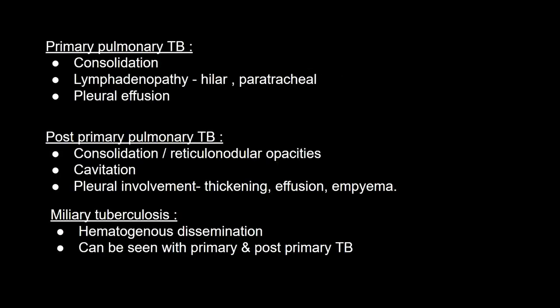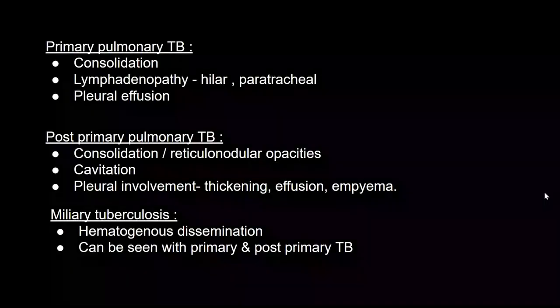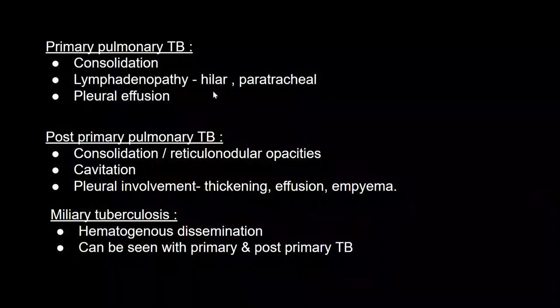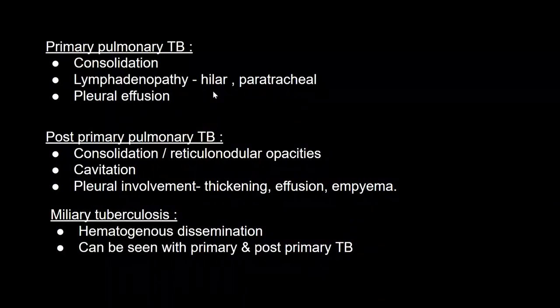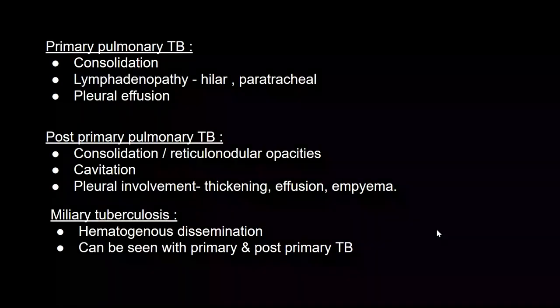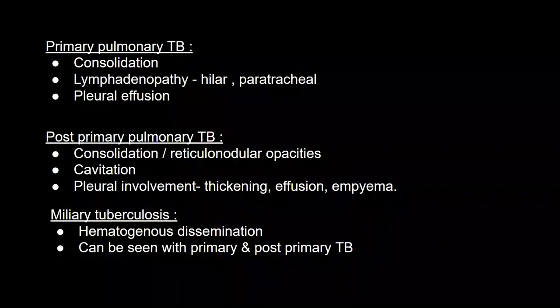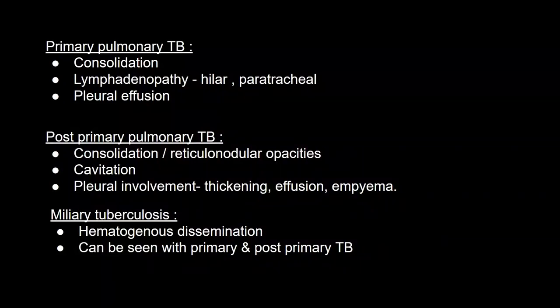As we have already seen the findings of pulmonary edema, let's see the findings in pulmonary tuberculosis. Most common presentation in primary pulmonary tuberculosis is hilar and paratracheal lymphadenopathy, consolidation, and pleural effusion. In post-primary pulmonary tuberculosis, we can see consolidation or reticulonodular opacities, cavitation, pleural involvement in the form of thickening, effusion, or empyema. In miliary tuberculosis, multiple small miliary nodules are seen involving bilateral lung fields, diffuse involvement. It is because of hematogenous dissemination, and it can be seen with both primary and post-primary tuberculosis.